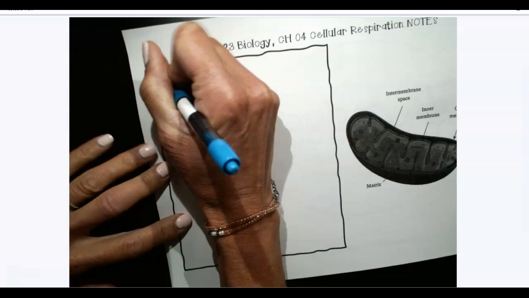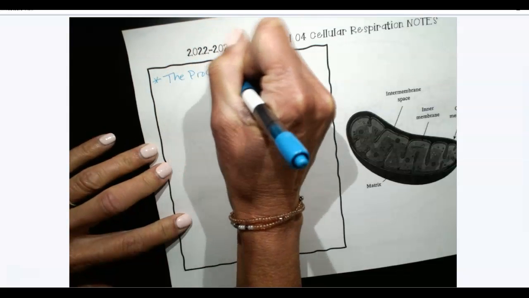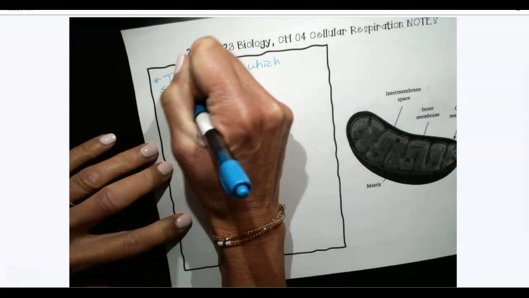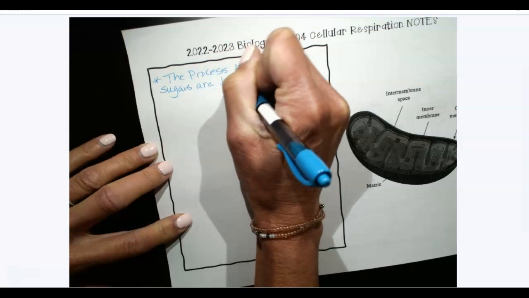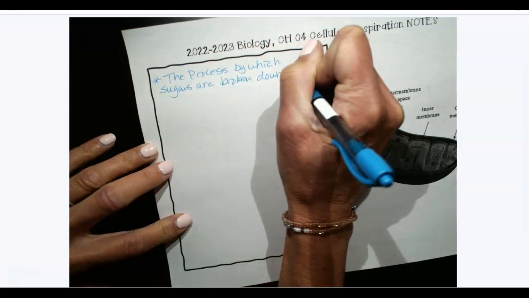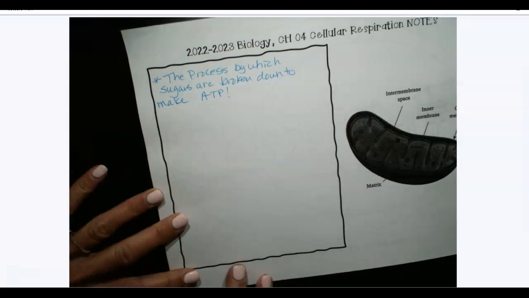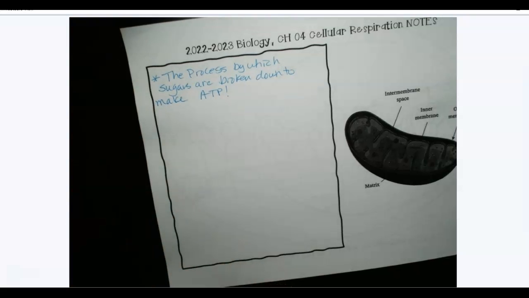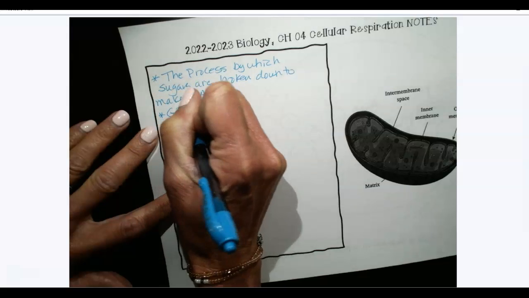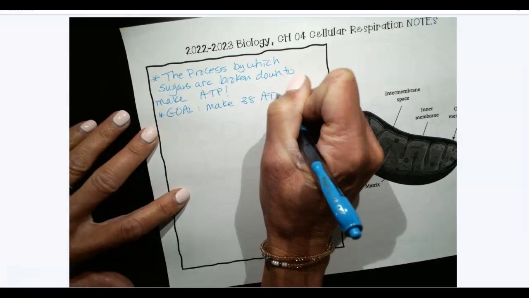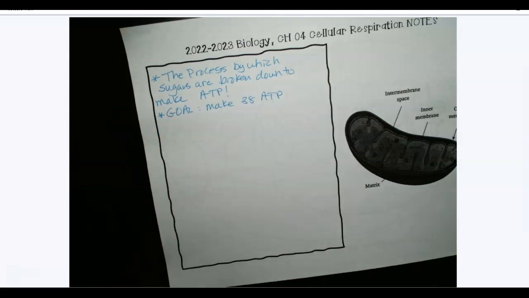So the process by which sugars are broken down to make ATP. Now the goal is to make a total of 38 ATP. That's the goal. Okay.